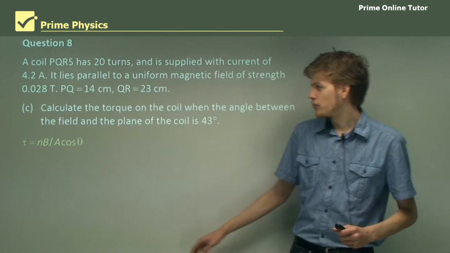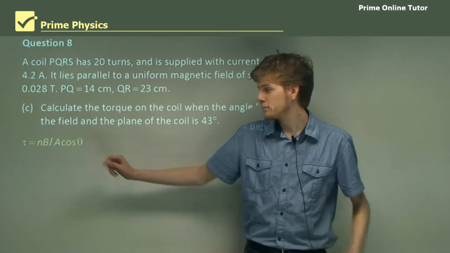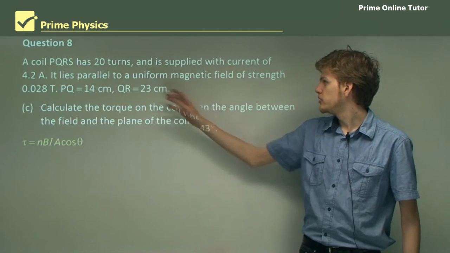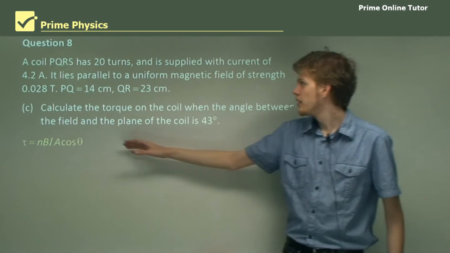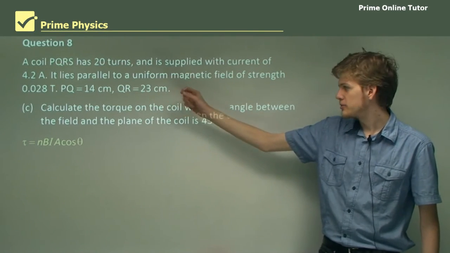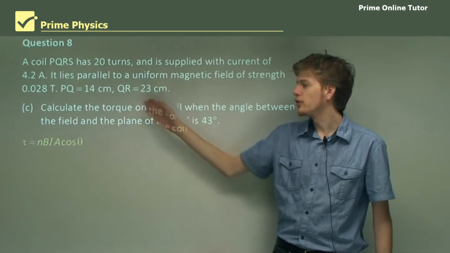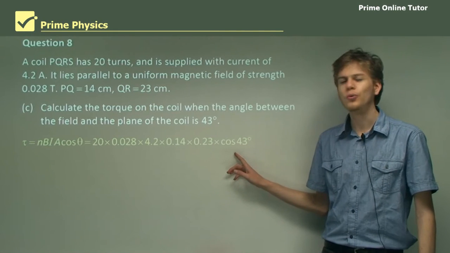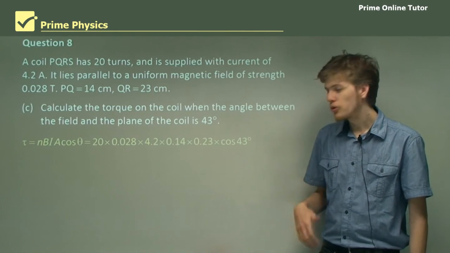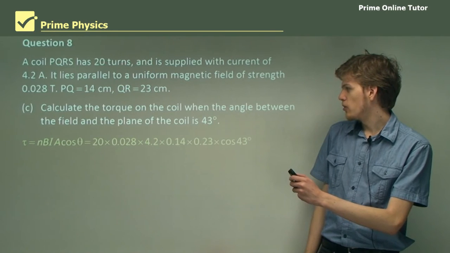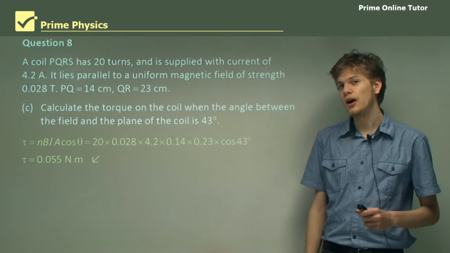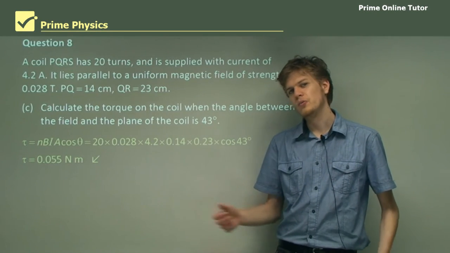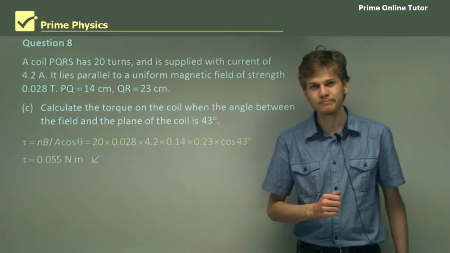So, of course, we start off with torque equals NBIA cosine theta. Once again, we have 20 turns, 0.028 Tesla, 4.2 amps, and the area of 14 by 23 centimeters. And at the end, of course, we have cosine of 43 degrees. Putting this all into a calculator gives us an answer of 0.055 Newton meters, which, as you can see, is a little bit smaller than when we were parallel to the magnetic field.